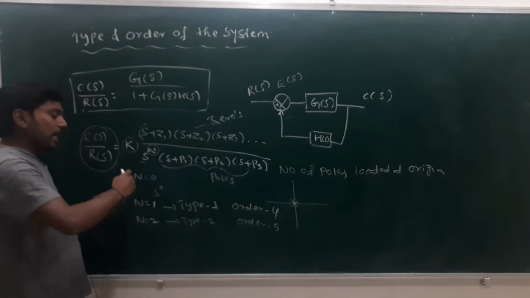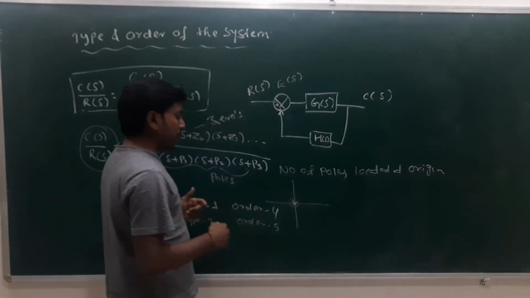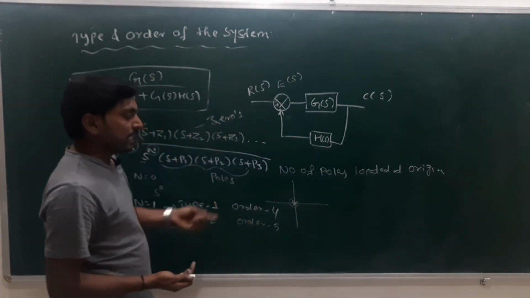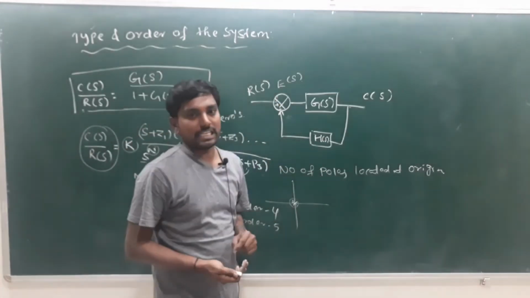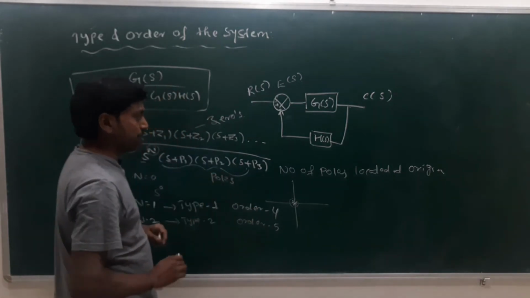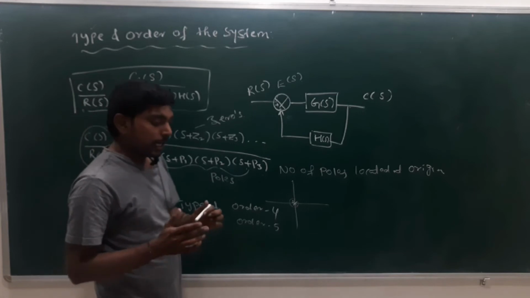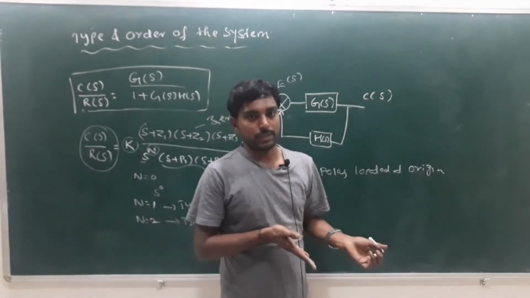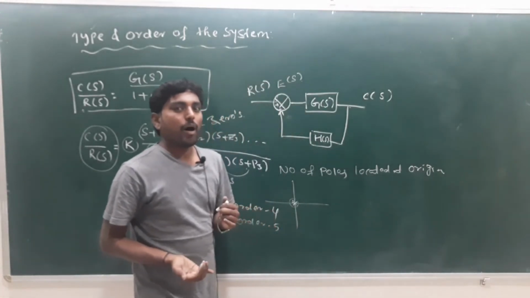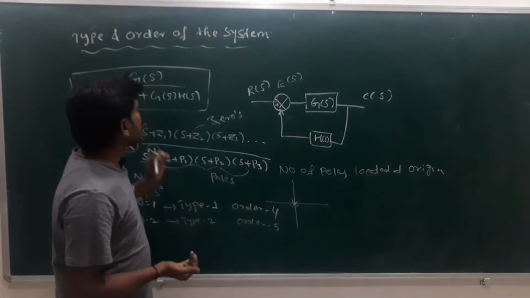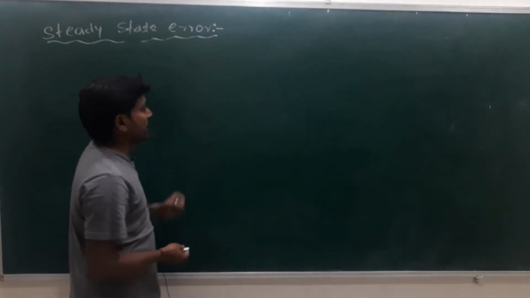As the number of poles at the origin increases, that indicates the type of the system. The highest degree of the denominator indicates the order of the system. To conclude, the type is the number of poles located at the origin, and the order is the highest degree of the denominator. This is the type and order of the system. Next we discuss steady state error.